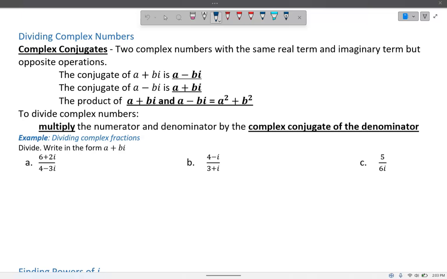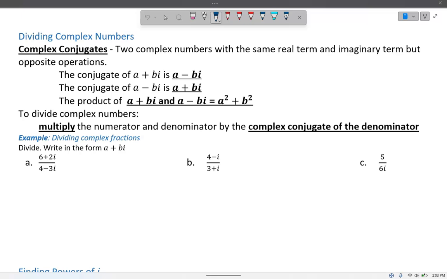To divide complex numbers, we're going to follow a similar chain of thought that we did with rationalizing radical expressions. Keep in mind, the imaginary unit is itself a radical expression. It is the square root of -1. Just like with rationalizing radical expressions, we use conjugates. In this case, we're going to use what are called complex conjugates.